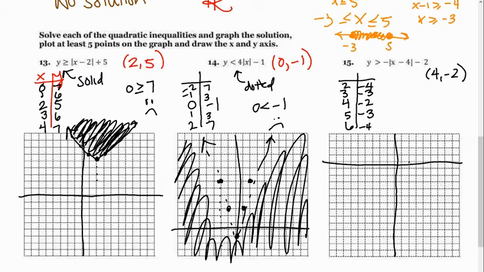So 2, 1, 2, 3, 4. 3, 1, 2, 3. 1, 2, 3, 4, 2. Now we turn back around. This means we have a dotted line.